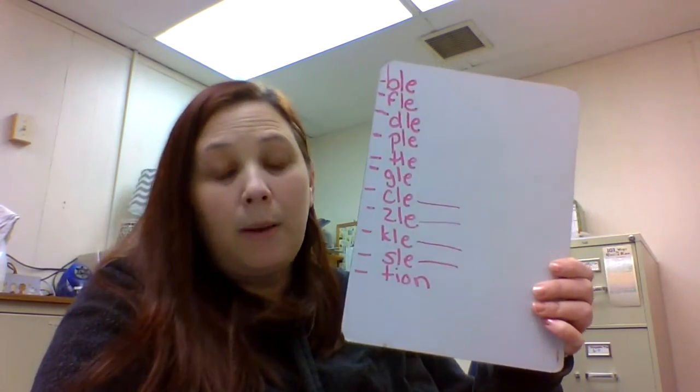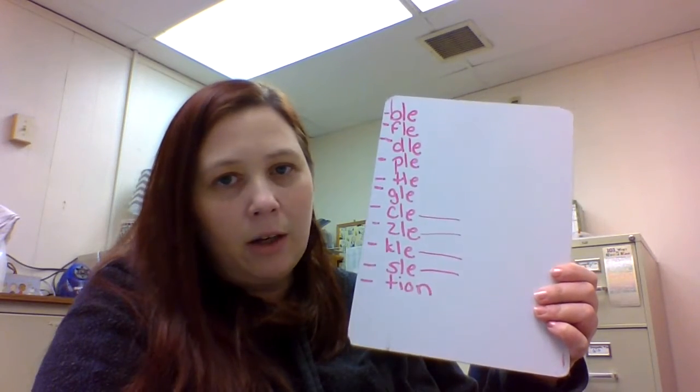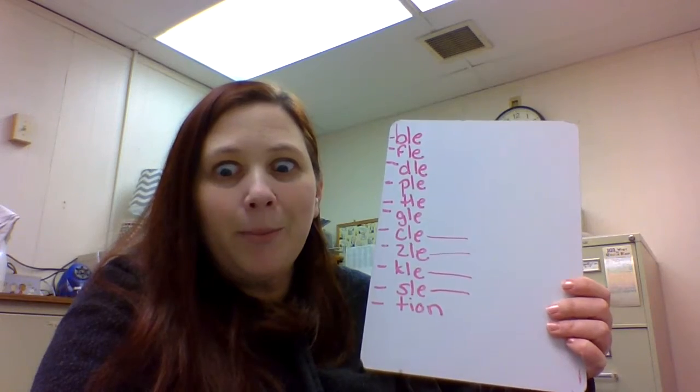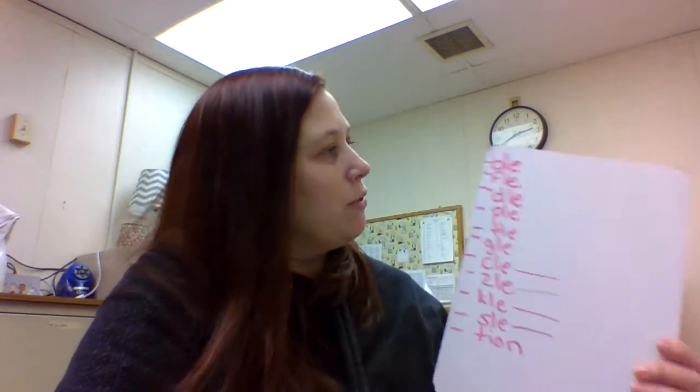All right, so our ZLE, our SLE, our CLE, and our KLE all do not have pictures with them because they're very, very uncommon, and so we just don't even have a picture word to help us remember them. But the rest of them do. So let's go over that.